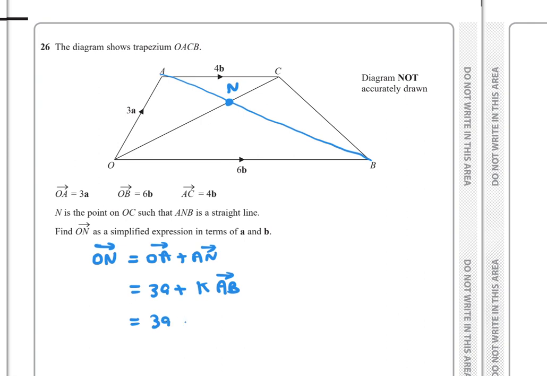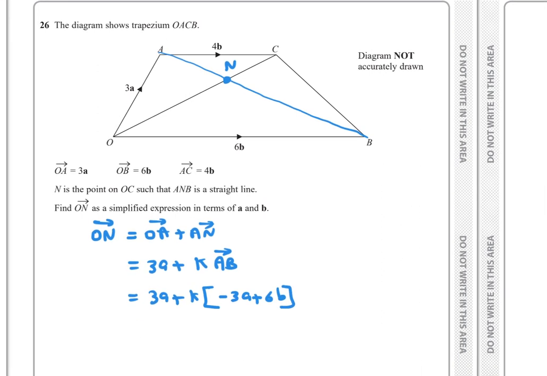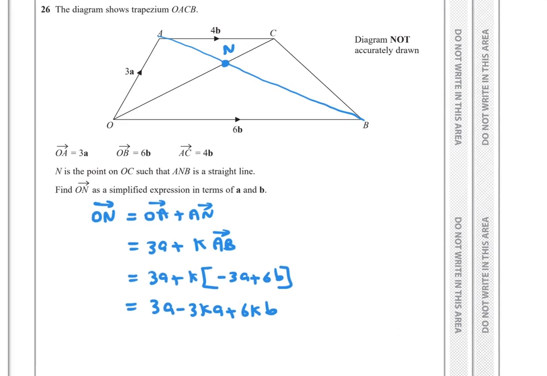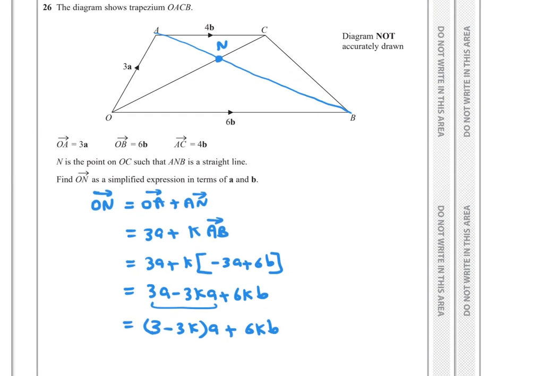So 3a plus k times AB, where AB equals AO plus OB. AO plus OB. So negative 3a because of the opposite direction, plus 6b. So negative 3a plus 6b. So equals 3a minus 3ka plus 6kb. Combine the like terms. So equals (3 minus 3k) a plus 6kb. This is ON.